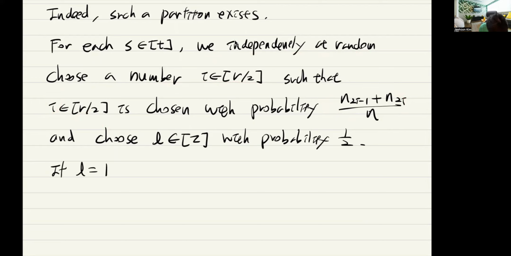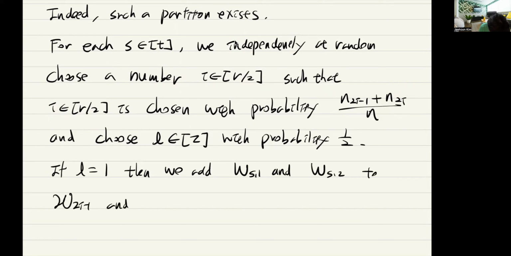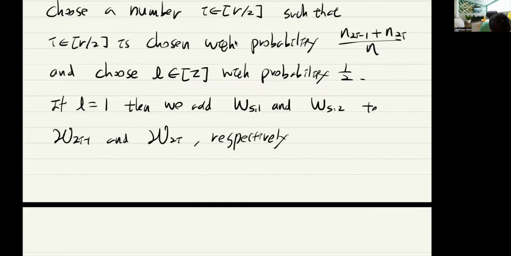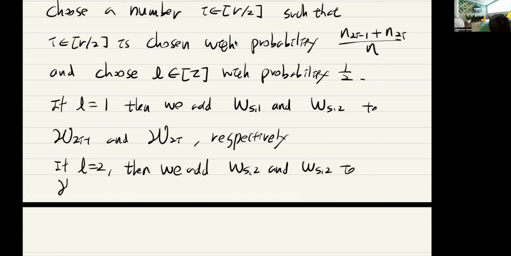If L is 1, then we add this W_S1 and W_S2 to curly W_2i plus 1 and curly W_2i respectively. If L is 2, then we add them the other way, to curly W_2i and curly W_2i minus 1 respectively.